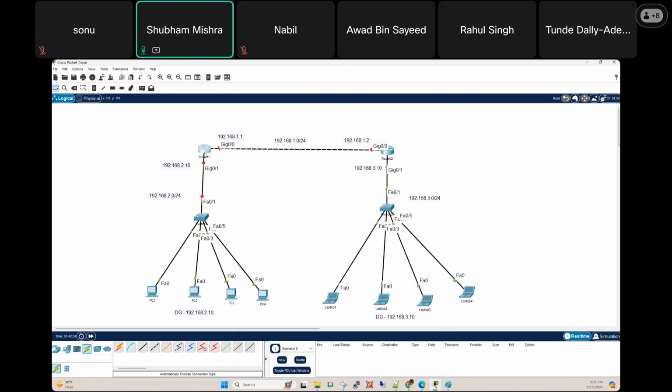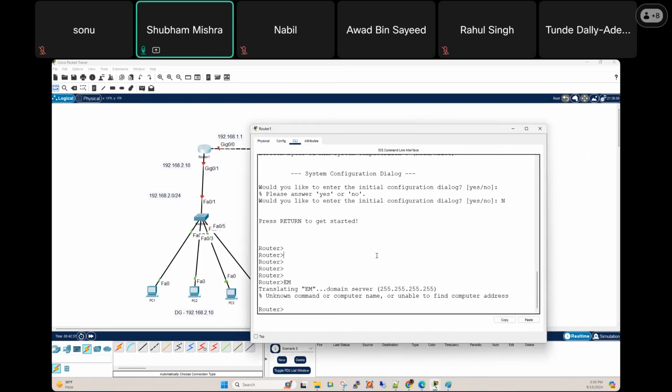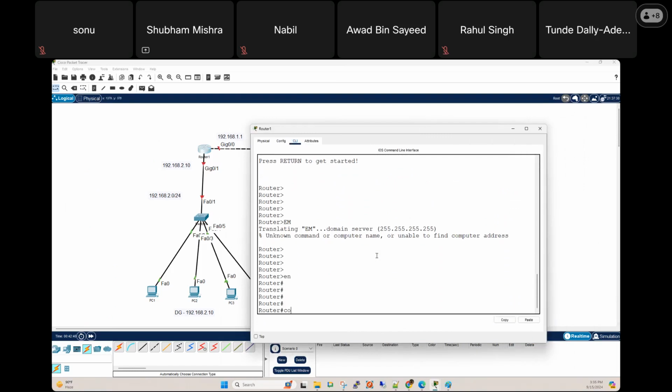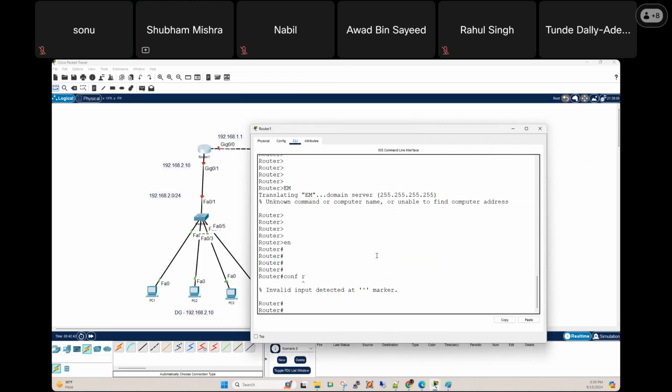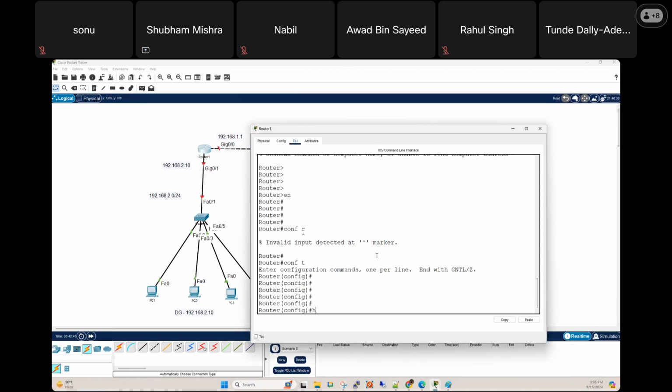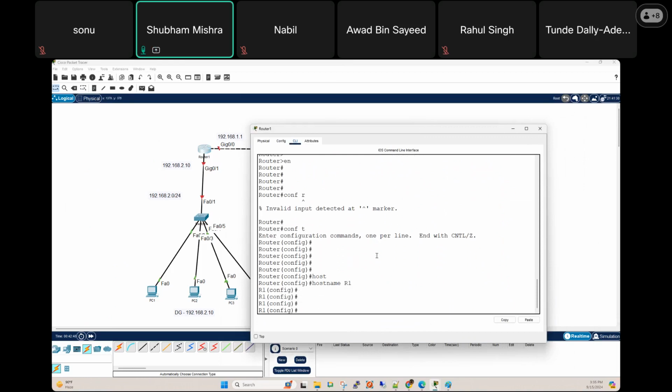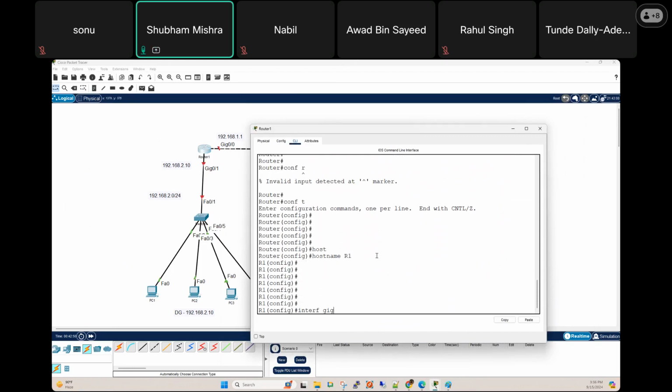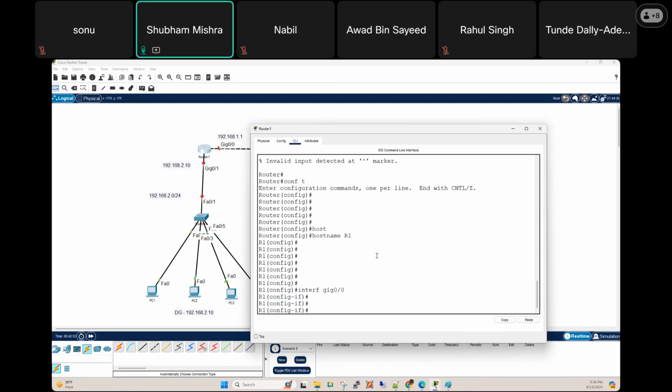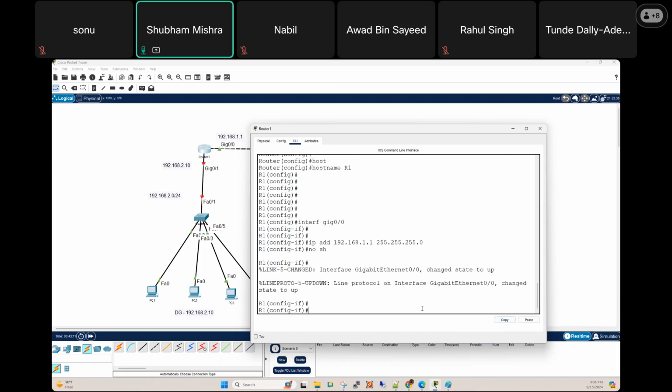Okay. Now come to router number 1. Enable. Hostname is guys. This is my router number 1. Now interface gig 0/0, IP address 192.168.1.1, 255.255.255.0. Yes or no, everyone? Let me copy it. Done. And I am writing the no shutdown command.